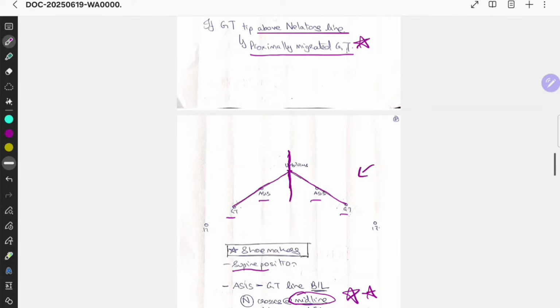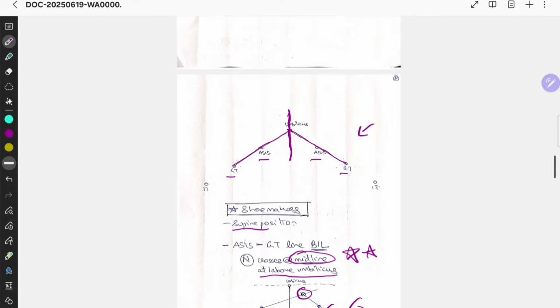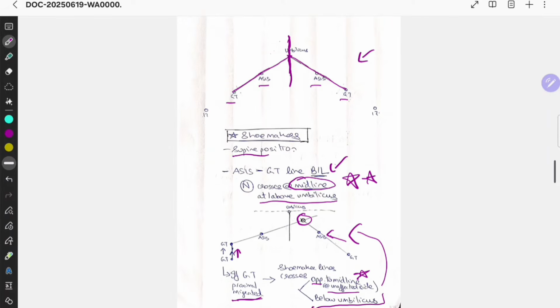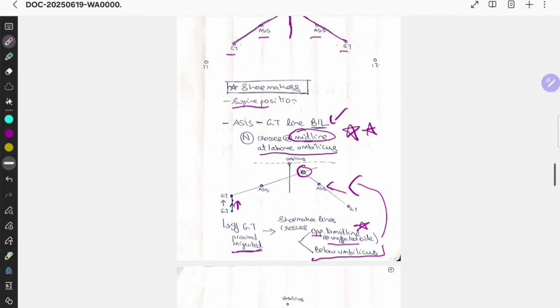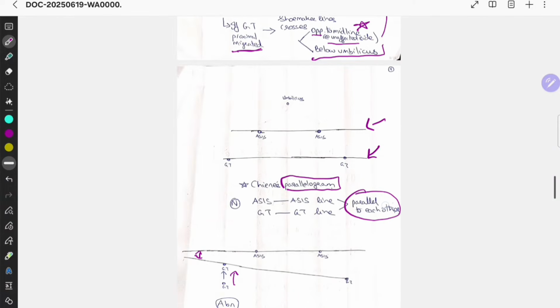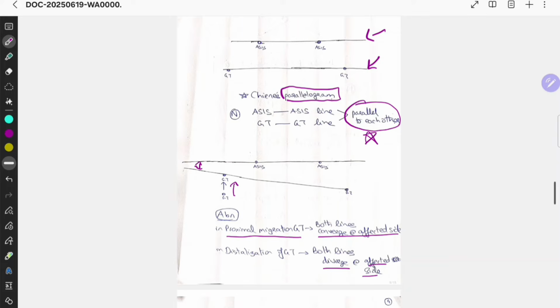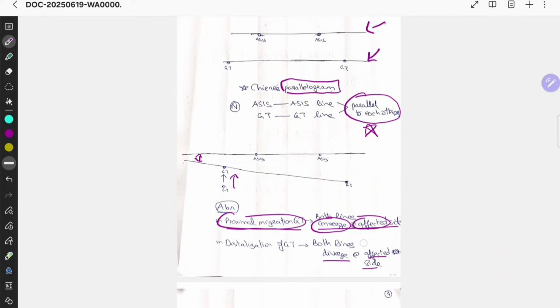What is the Shoemaker's line? It is done in supine position. We join greater trochanter and anterior superior iliac spine bilaterally. Normally it should cross at or above the umbilicus at the midline. But if it is crossing on the opposite side, below the umbilicus, the affected side GT is proximally migrated. Chiene's parallelogram, joining both ASIS and both GT, ideally should be parallel. If it is converging, remember this, it is converging on the affected side in proximal migration. Okay, that is Chiene's parallelogram.